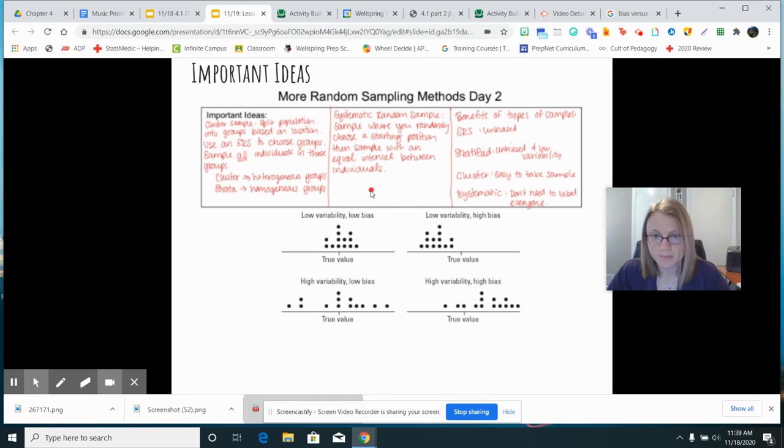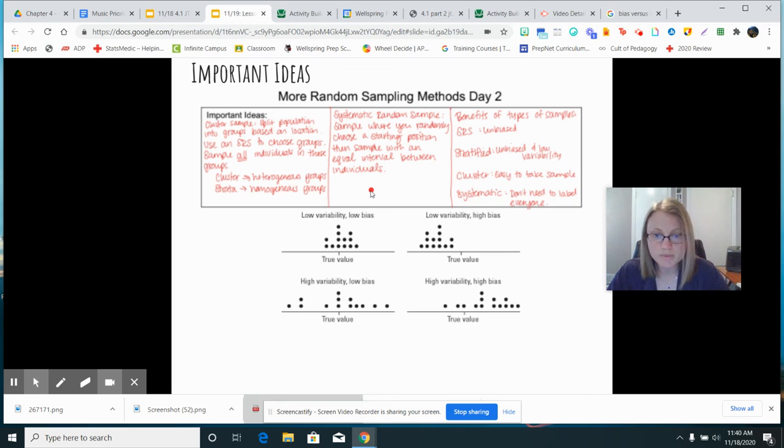Like I said, with stadium seating and stadiums, when you have a huge population, clusters have a pretty big benefit as long as you're randomly picking the clusters. And then systematic, you don't need to label everyone. You just have to pick a starting point and then start counting. So that's also another easier one, and it's also unbiased because you're doing a random starting point.